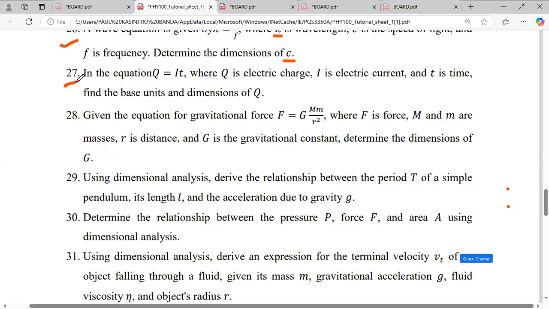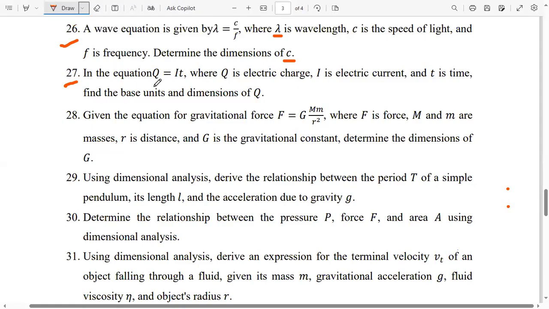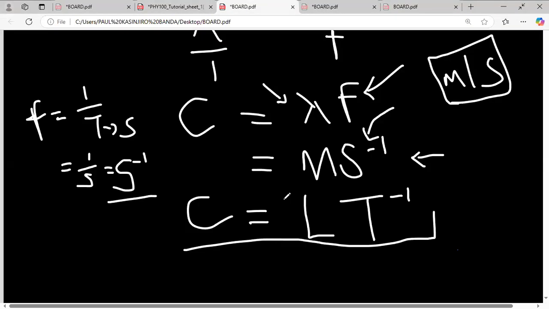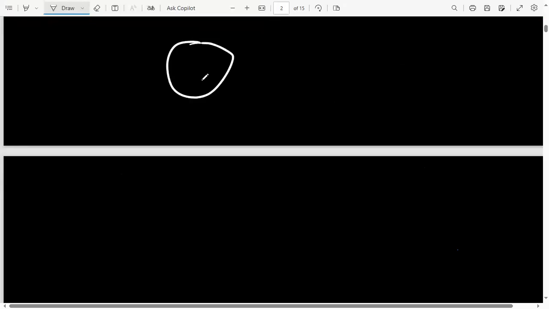Okay, so the next question now is question 27. They're saying in the equation, Q is equal to IT, where Q is the electrical charge, I is the electrical current, and T is the time. Find the base units and the dimension of the Q. So this is a simple question. Let's write it on the board. So we have Q is equal to I multiplied by a small letter t. So we want to find the base units of this and the dimension of this.